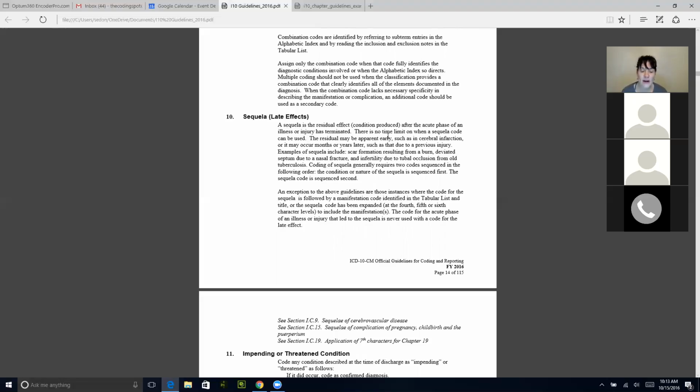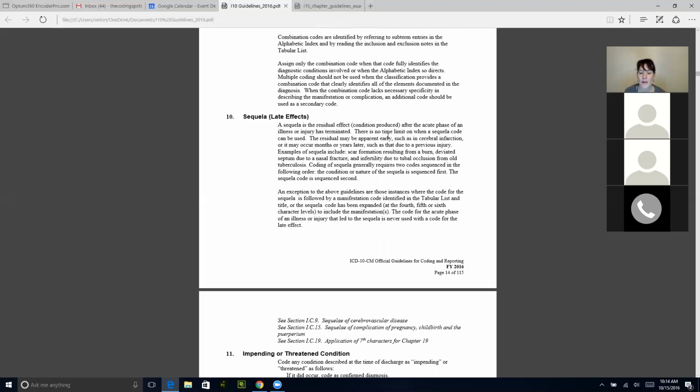It really talks about here under these sequela guidelines, there's no time limit on when a sequela code can be used. The residual may be apparent early, such as cerebral infarction, which is a stroke, or it may occur months or years later, such as that due to a previous injury, right? Examples of sequela include scar formation resulting from a burn, deviated septum due to a nasal fracture, and infertility due to tubal occlusion from old tuberculosis.